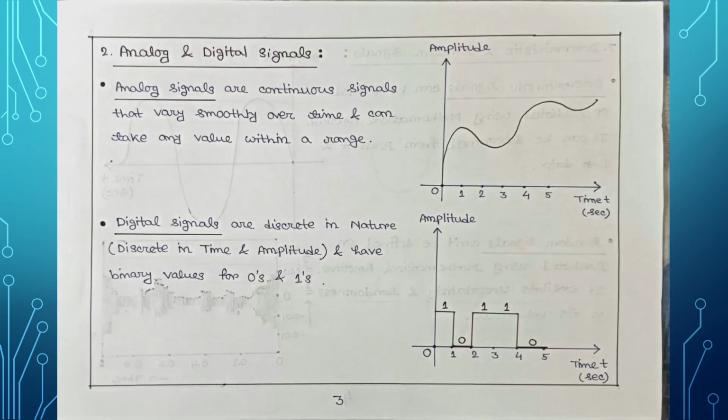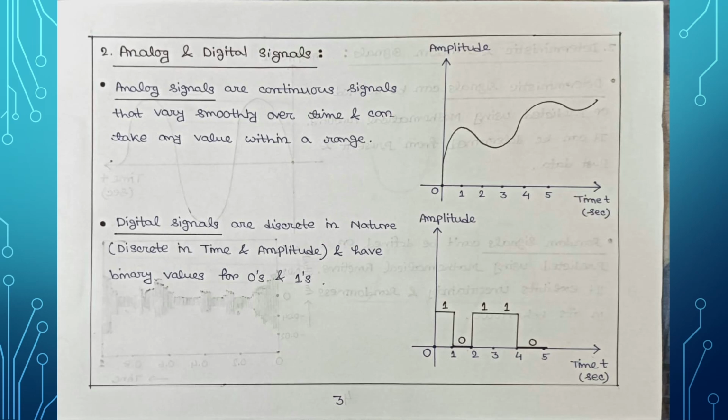Now let's talk about the second classification, analog and digital signals. Analog signals are continuous, vary smoothly over time, and can take any value within a range. Here, in this example, amplitude will vary smoothly and continuously with respect to time.